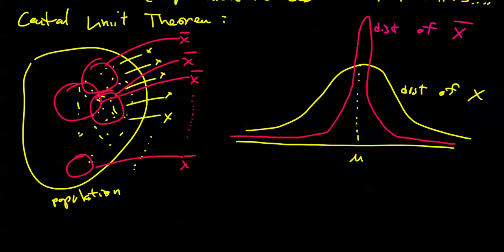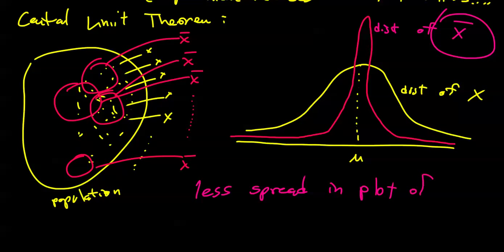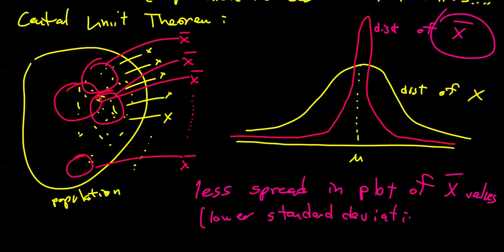And of course we can see that the process of taking a sample and computing a mean reduces the possibility of extreme values, doesn't eliminate them, but certainly you can see less of a spread. Less spread in the plot of X bar values, sample mean values. Okay? Less spread means less standard deviation. Lower standard deviation. Remember, standard deviation measures spread.